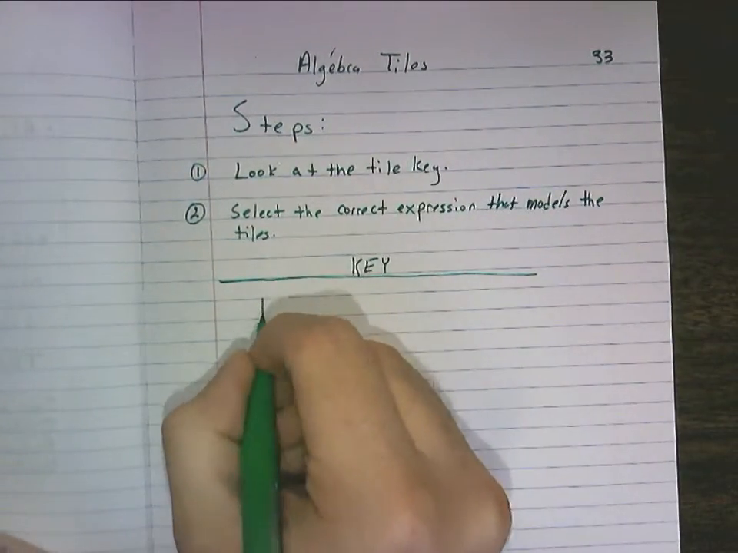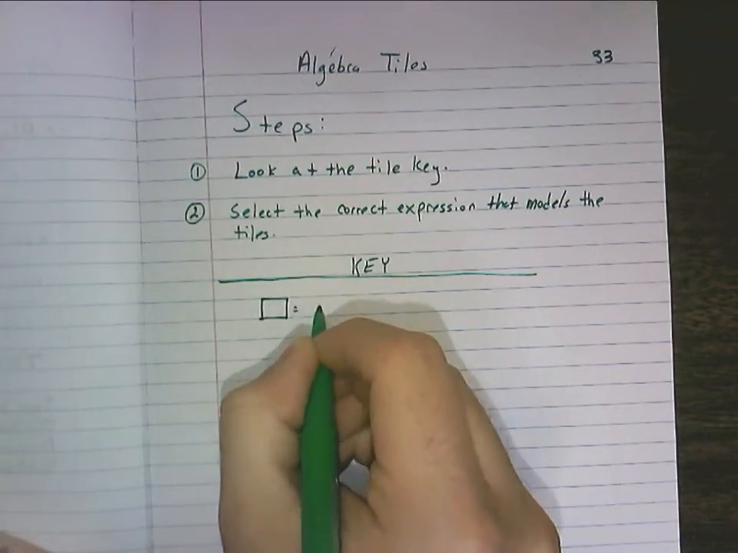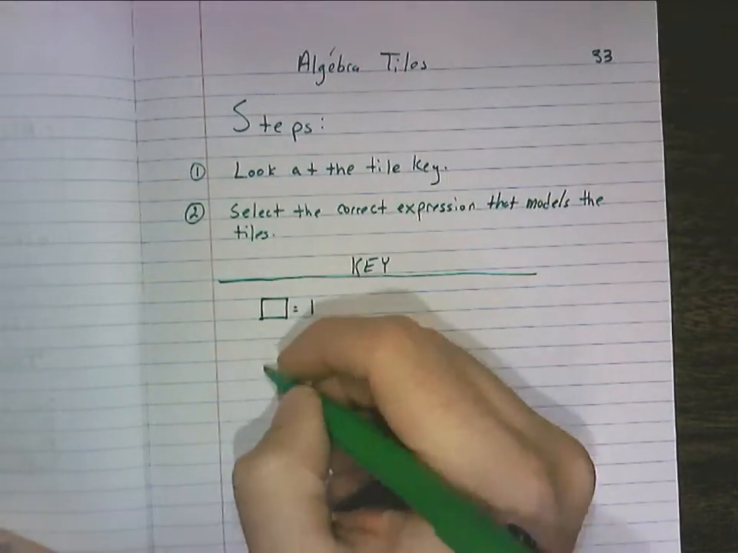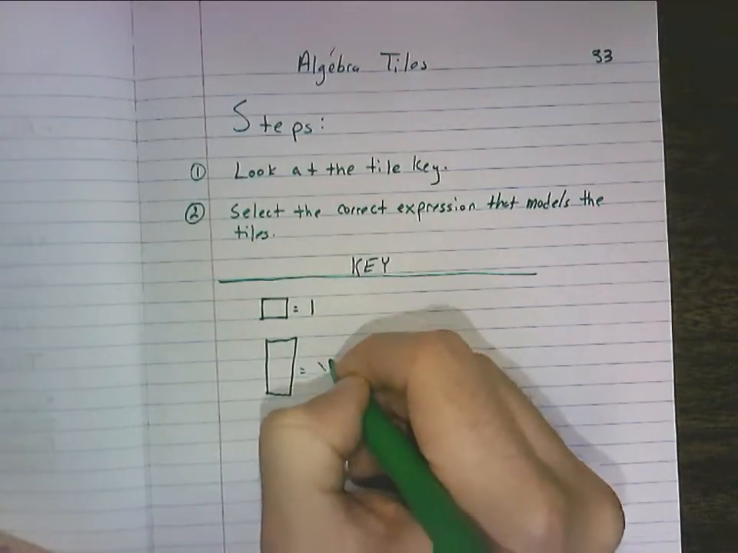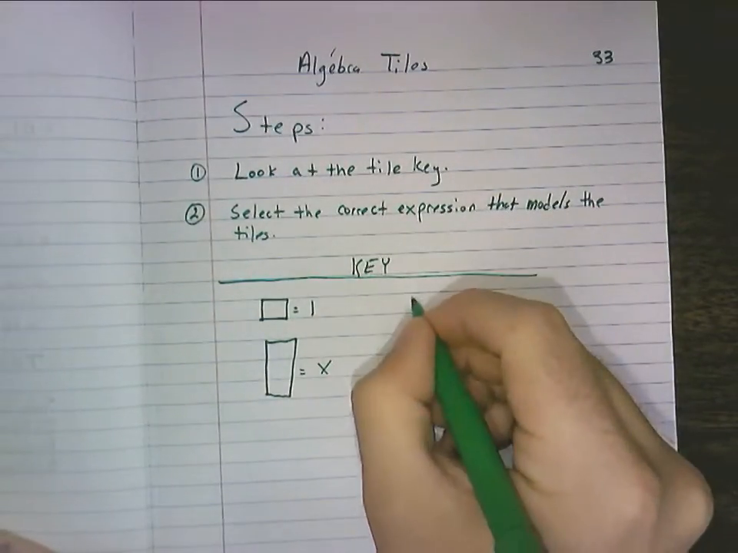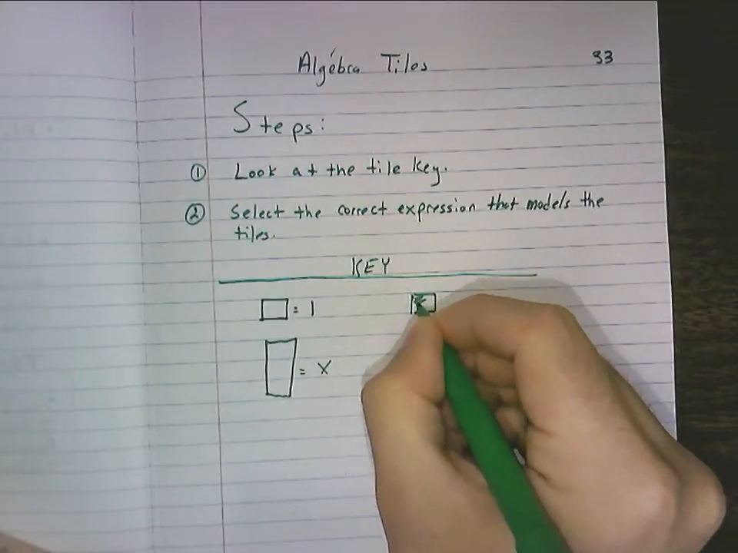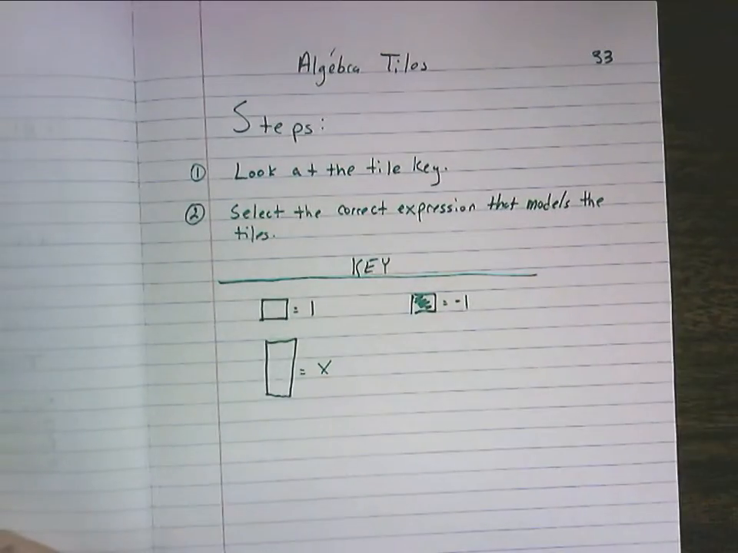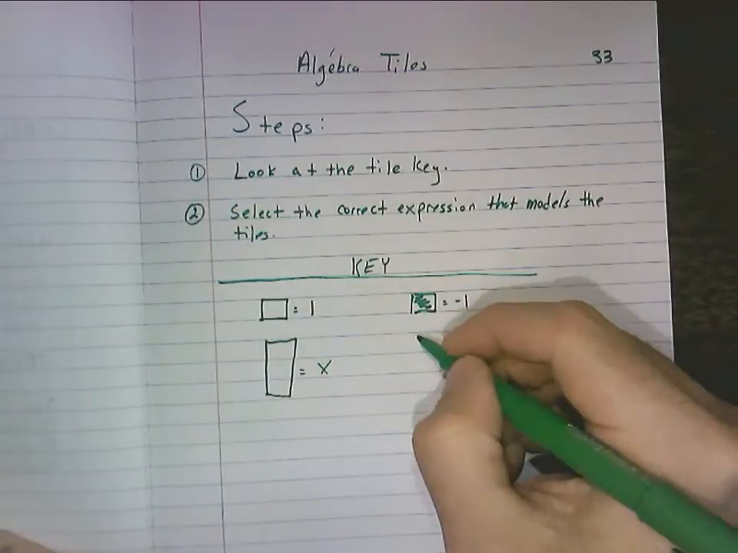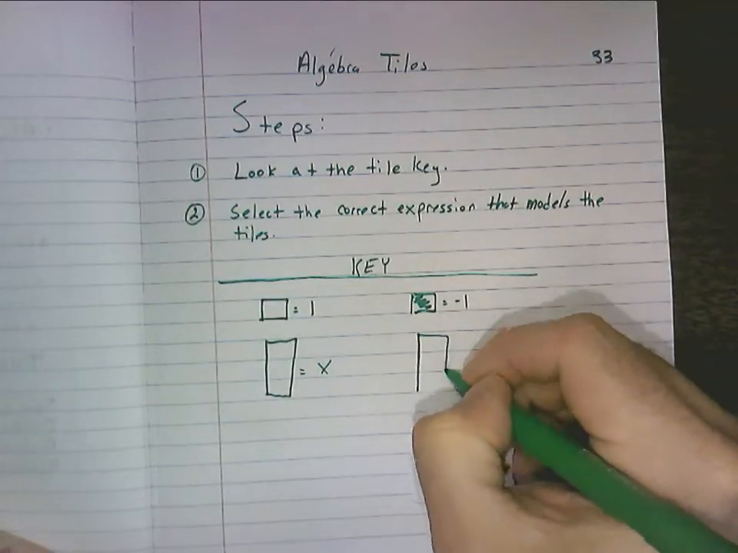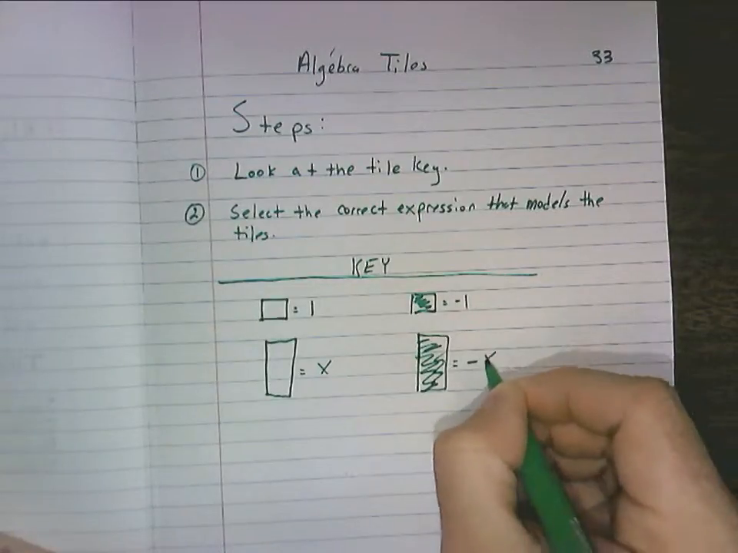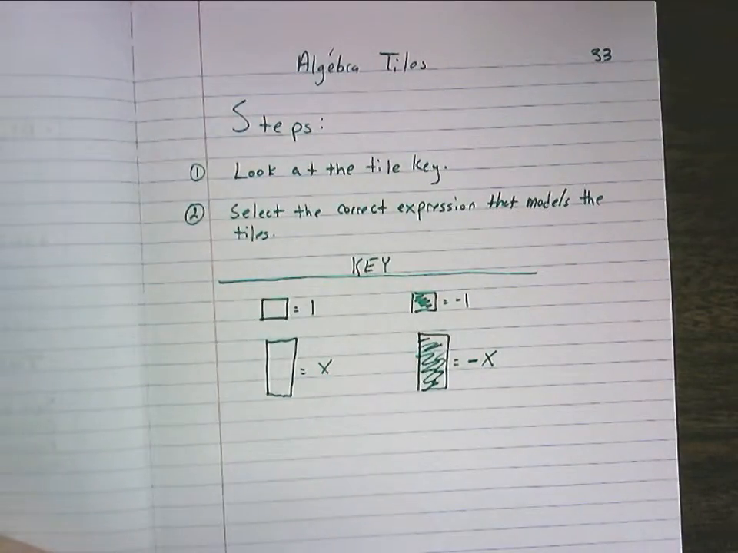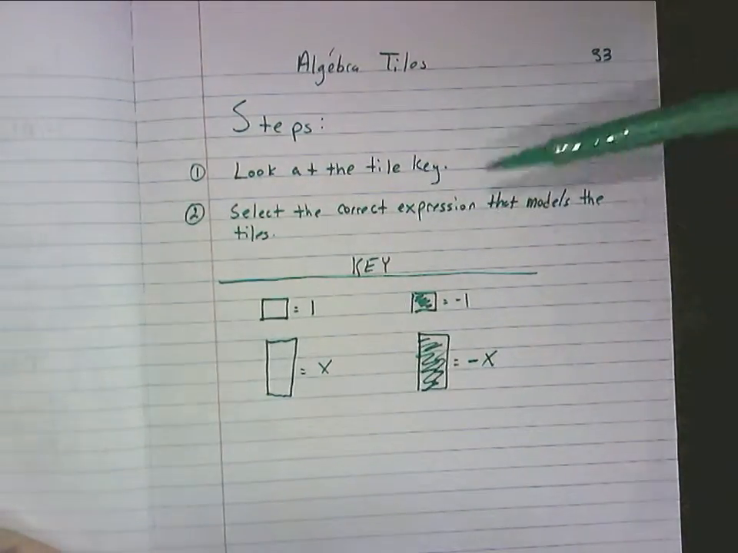Alright, so we're going to have a small square. That means 1. We're going to also have a rectangle. That means X. We're also going to have another square that's filled in. That means -1. Then we're going to have a rectangle that is filled in. I bet you can guess what this represents, and that's -X. So this is our key. That's step 1. We have to know what this key means.